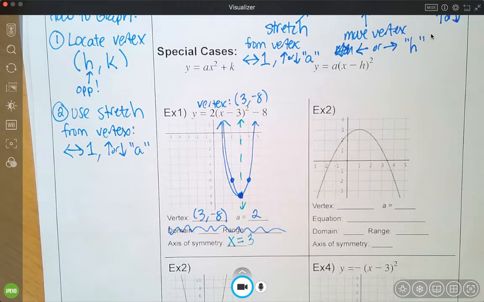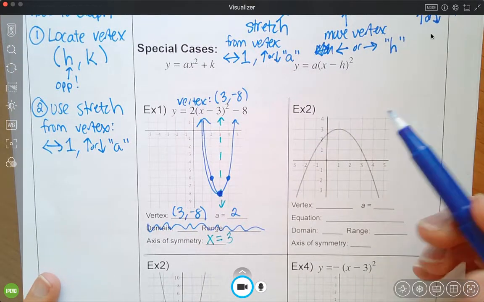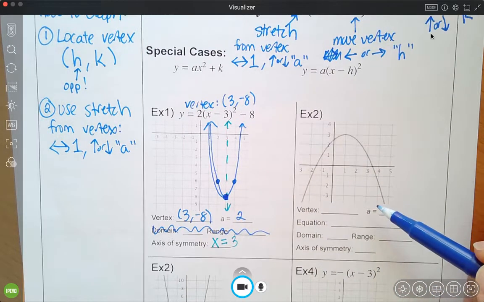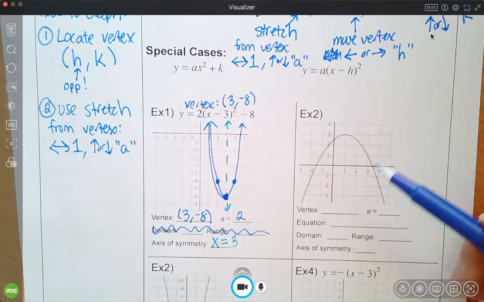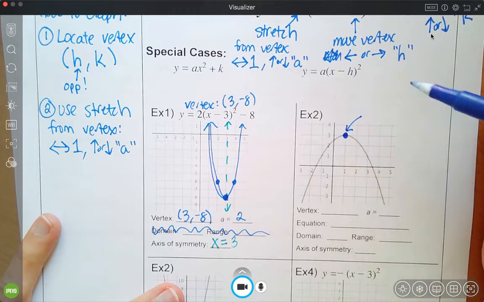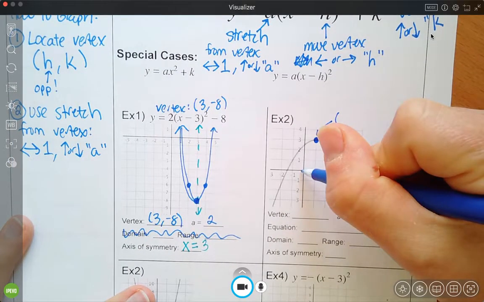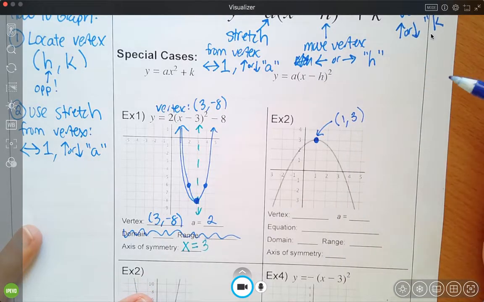Okay, let's try example 2. In example 2, we're going to do the exact same thing. This time, though, we're given the graph, and we have to write the equation. And so the first thing we're going to do is locate the vertex, and the vertex is right there. Okay, so that vertex is located at an x value of 1 and a y value of 3, (1, 3).